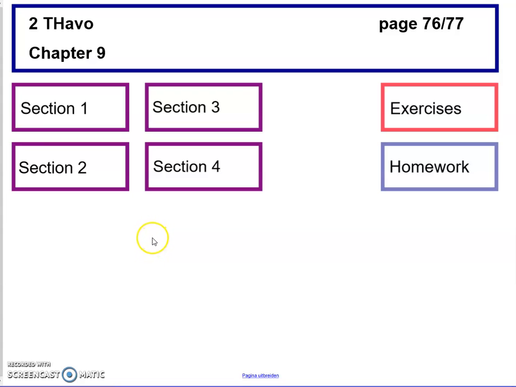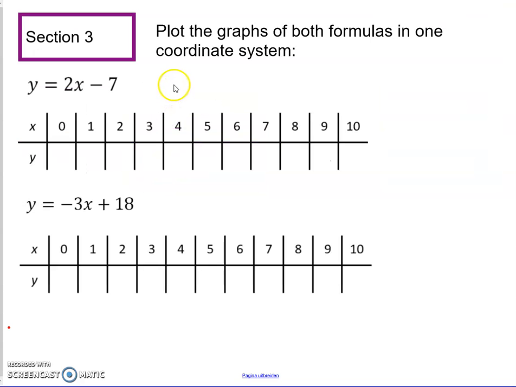In this video, we're going to look at Section 3, Part 2. Last time, we were looking at the point of intersection of two linear graphs. We did this by plotting the graphs of both formulas in one coordinate system. First, we made the tables, then we plotted the coordinate system and both graphs.